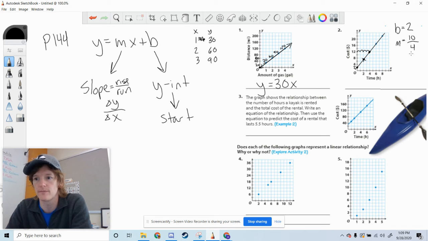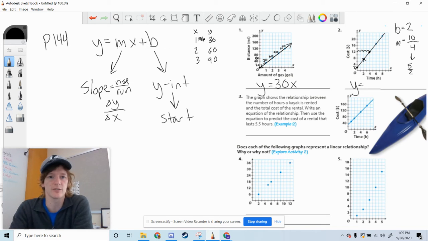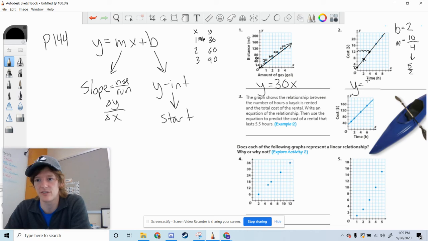10 over 4, which can then be simplified. We could divide by 2. I get 5 over 2. We could divide this out and make it 2.5, but I'm just going to leave it at this. Okay. So my equation is y equals, in the form mx plus b, m comes first, which we found out was 5 over 2.